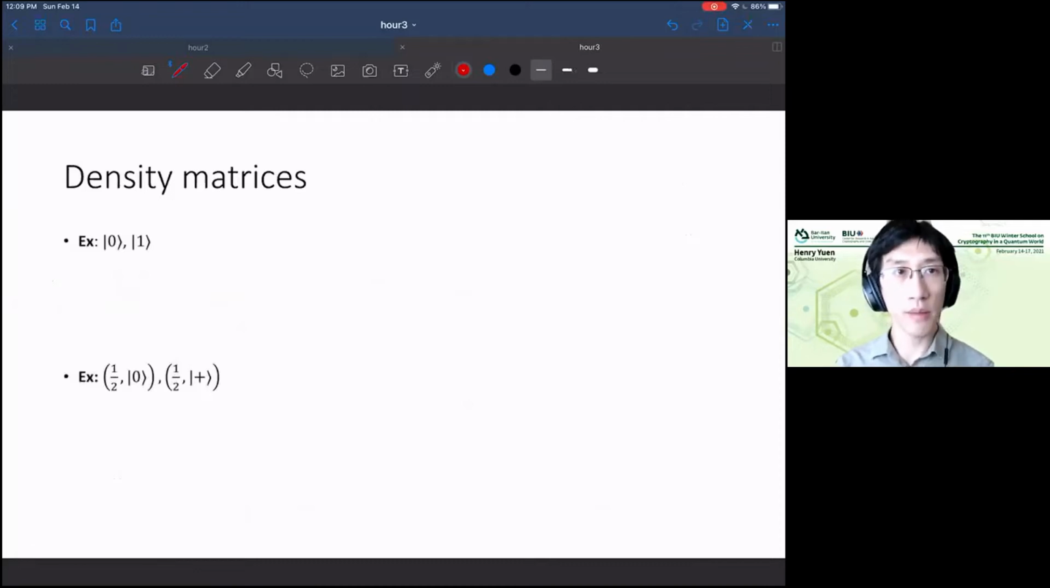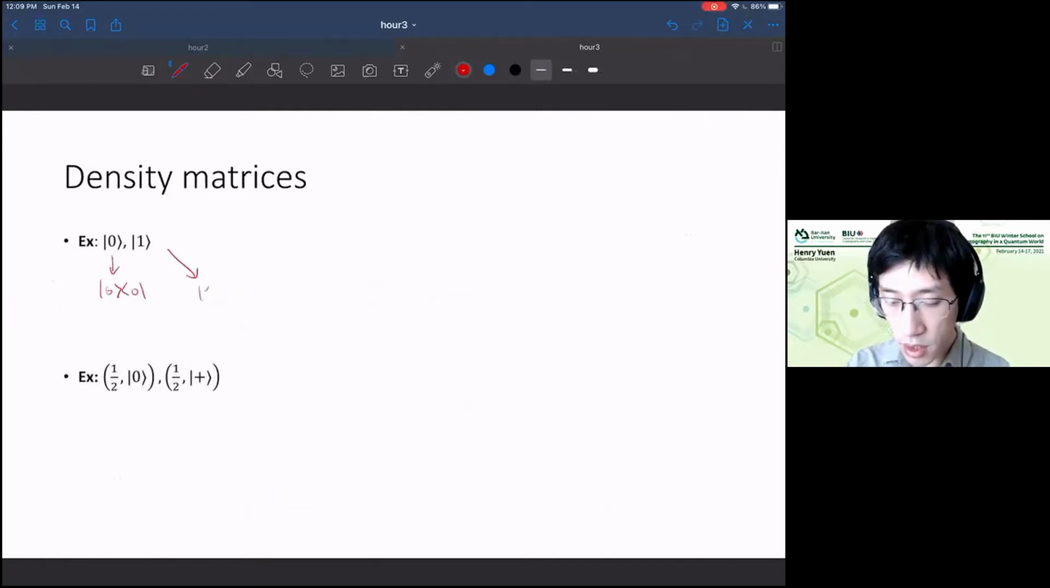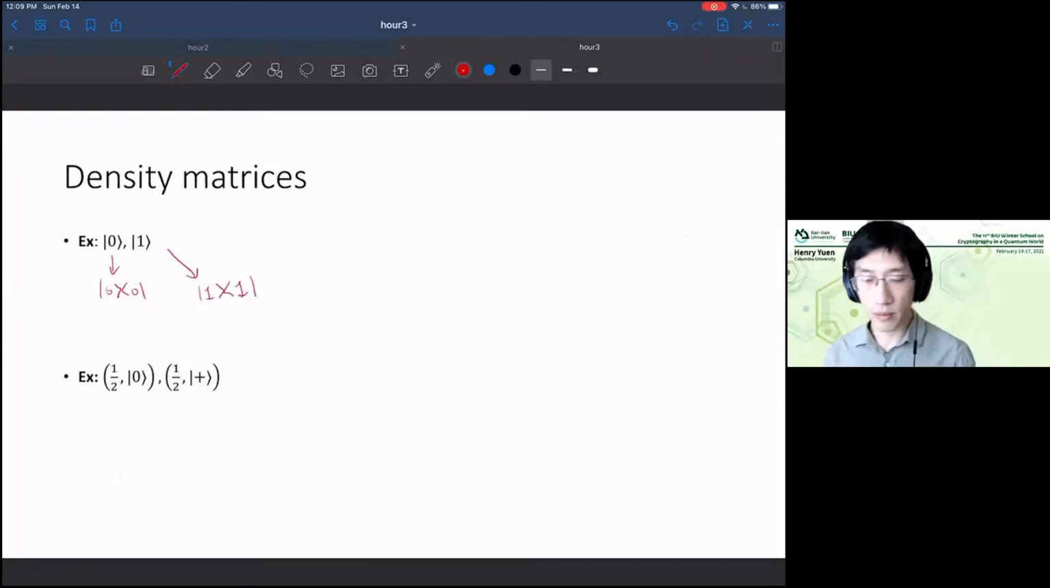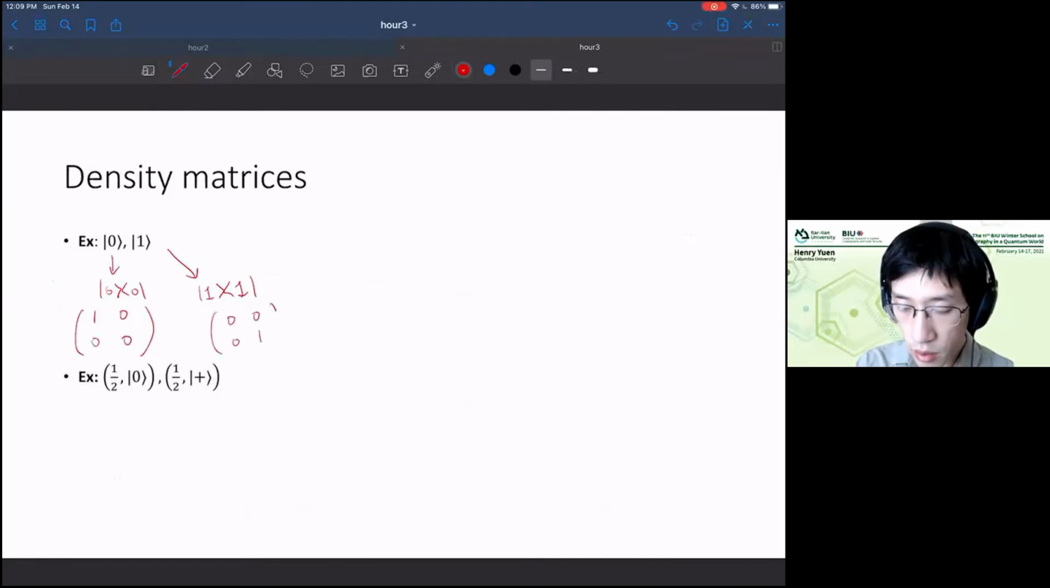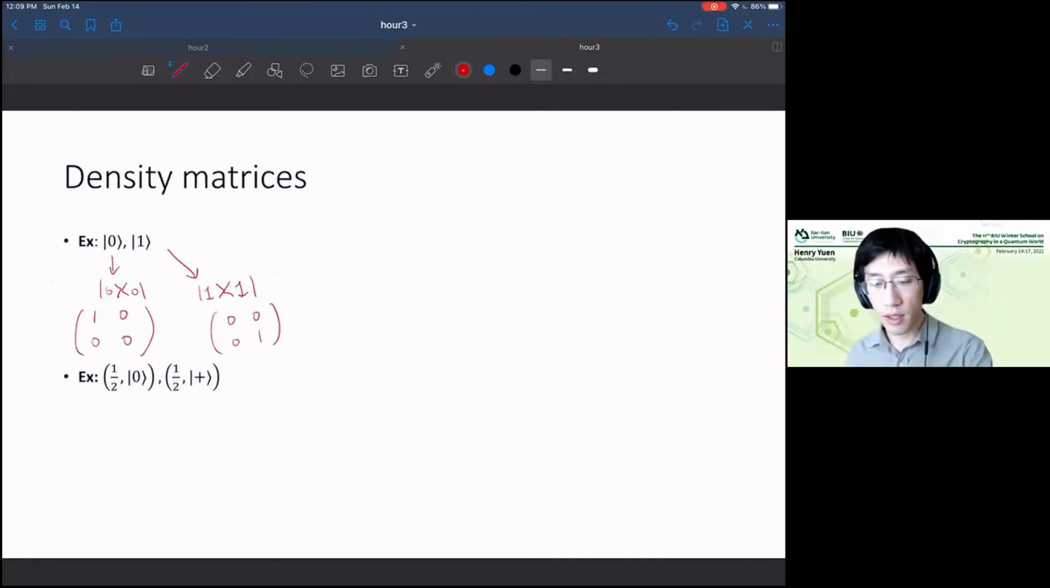Let me just write some quick examples. So let's say we have these pure states 0 and 1, right? As we saw, these correspond to density matrices |0><0| and |1><1|. If we were to write them in matrix form, this looks like 1, 0, 0, 0, and this looks like 0, 0, 0, 1. Okay, these are pure states.